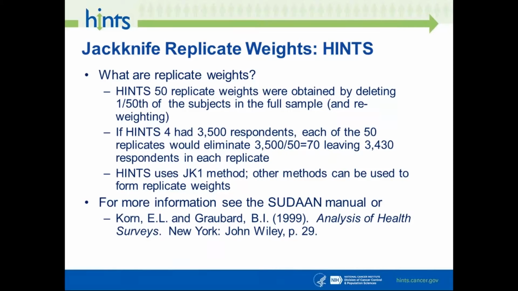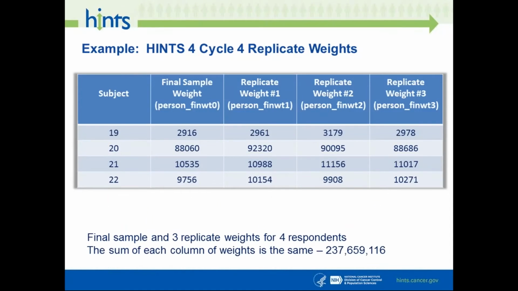Okay, and here's something that hopefully brings what I'm talking about to life. So literally, I took data from HINTS 4, cycle 4, and Ali showed you how to download those data. And here literally are 4 rows of data. Each row represents a respondent, a person. So I picked out 4 people, subjects 19 through 22. This first column represents the final sample weight that I was just talking about. That gives you your population point estimates.